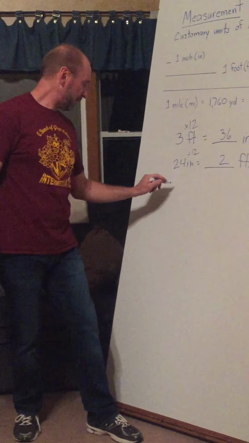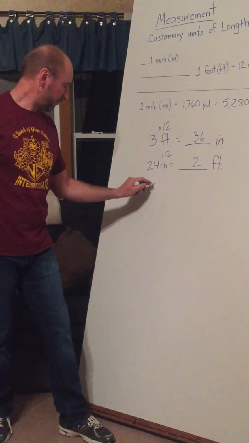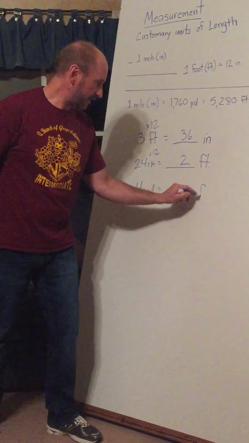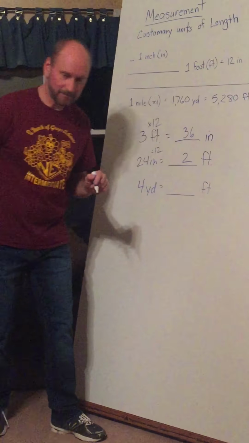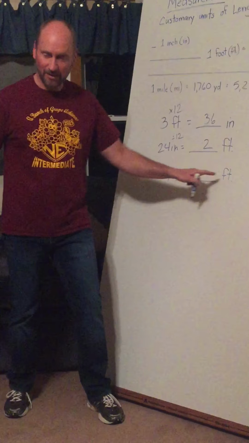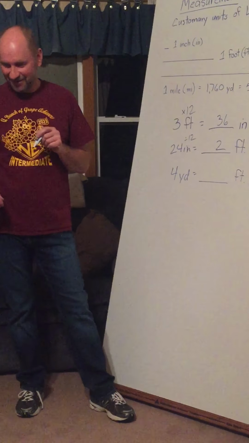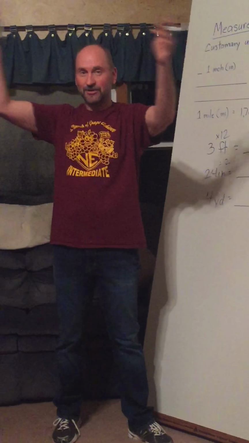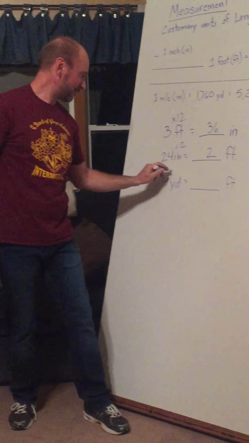Okay, another example, if we do yards, if we do 4 yards, and we want to know how many feet that is. Miley, are we going from a larger to a smaller or smaller to a larger? Larger to smaller. Very good, Miley. We're going from a larger to a smaller. So a larger to a smaller, we are multiplying.